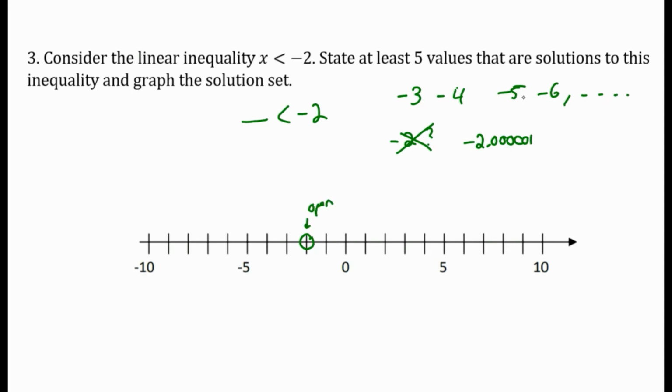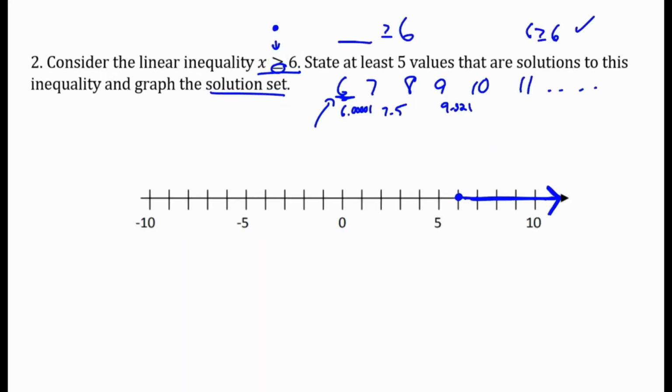And then notice which way am I shading? -5, -6, everything is to the left of that circle, so I'm going to shade this way. Less than, I'm going less than that point. I can get really close to -2 here, but I can't touch it. That's what that open circle means. Notice there's no equality in that inequality, whereas here we did have that or equal to piece.